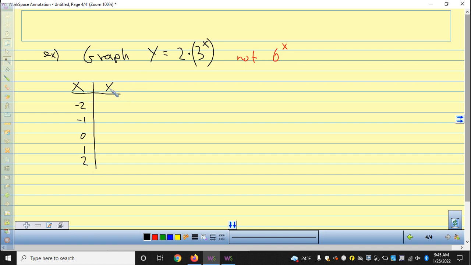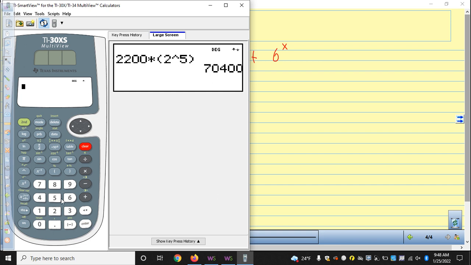Just use those points all the time, unless the problem tells you otherwise. So to get this first y value, I'm going to do 2 times 3 to the -2. And I'm going to put it in my calculator just like this. 2 times 3, raise that to the -2 power. And I get 0.22222.